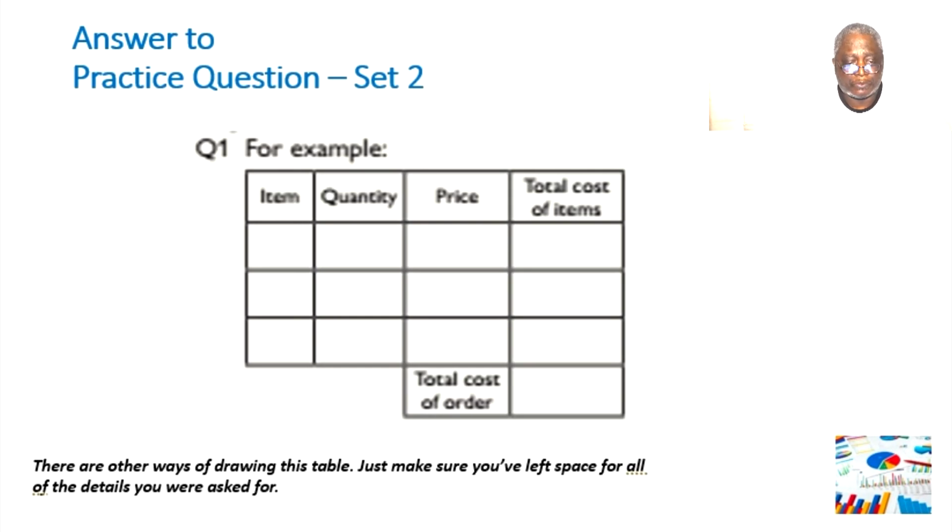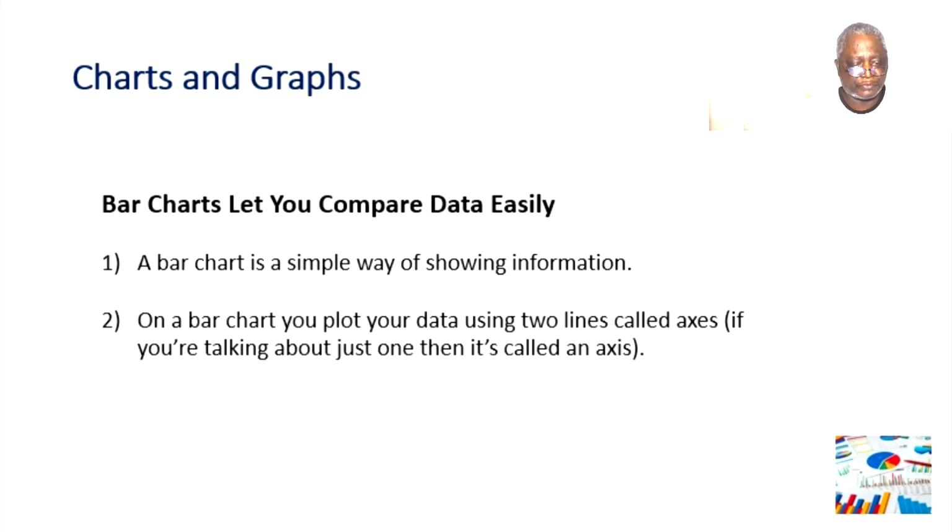This is an example of what you're required to do. You're not going to fill it with anything yet because you need to get it right first. So you draw your table, and the column headings are the items, the quantity, the price, and the total cost of item. And then under price, you put your total. There are other ways of drawing this table. Just make sure you've left space for all of the details you are asked to provide for.